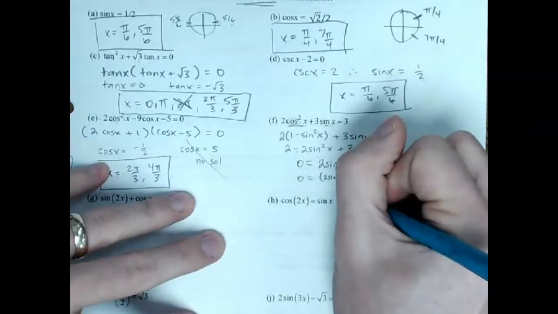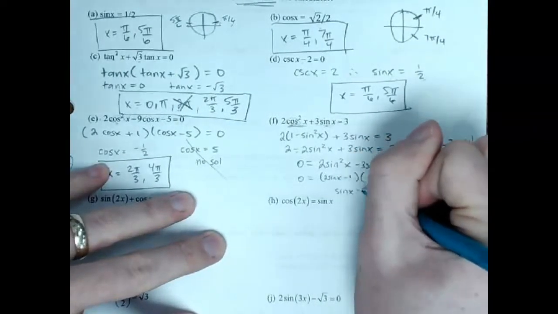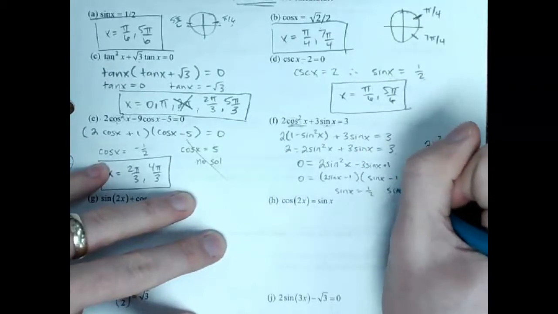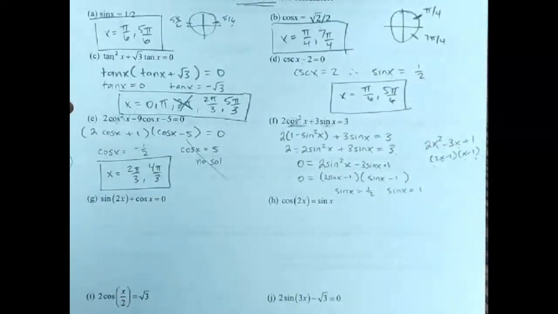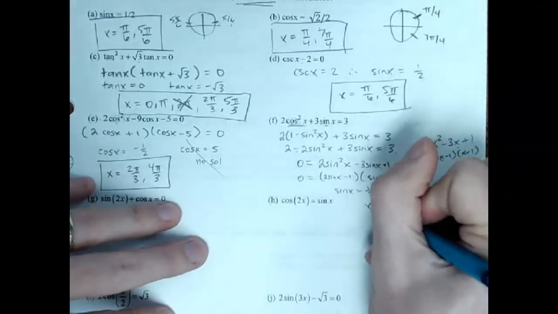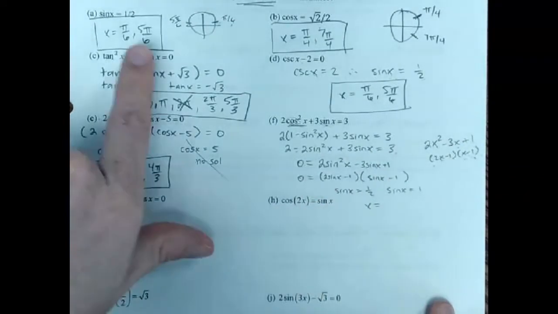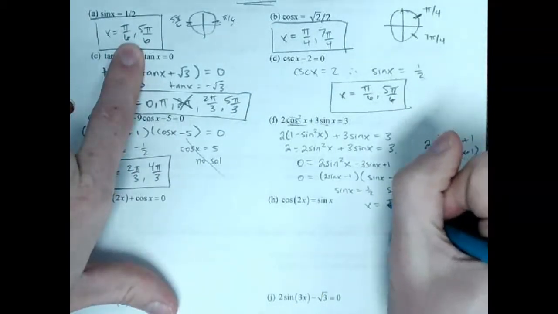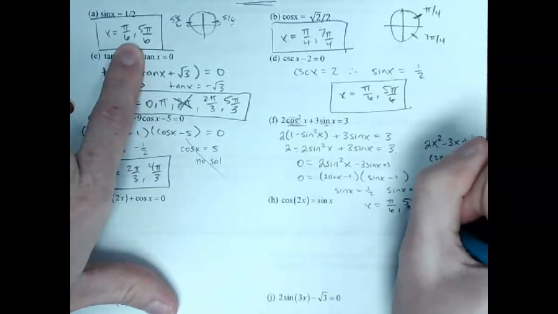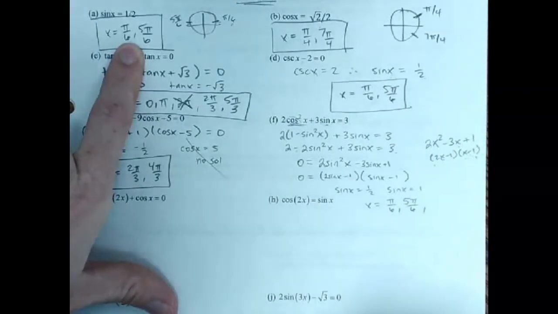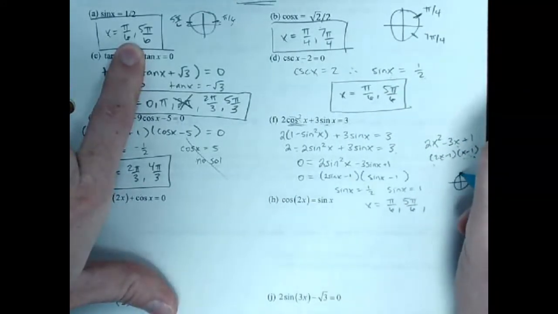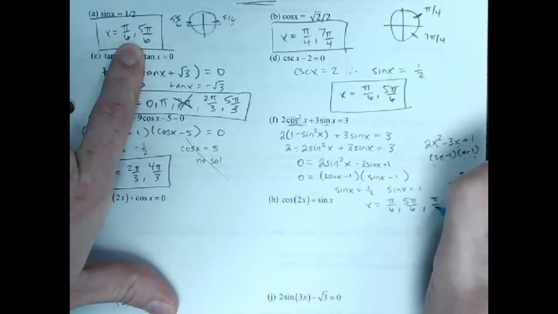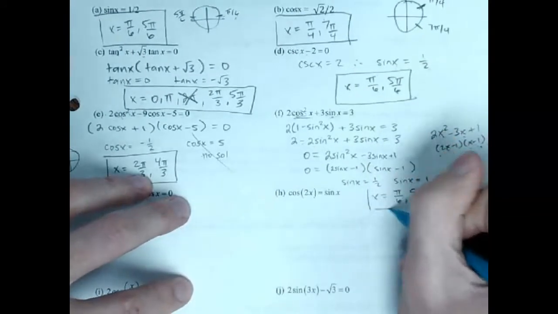Then you would set each chunk equal to 0. And then you need to go pull your answers from the unit circle. So sine of x equals 1/2. That's like the third time. I think that already came up. So we have the pi over 6 and the 5 pi over 6. And then the sine being 1. That's only once at the very top of the unit circle. So here we ended up having 3 answers.